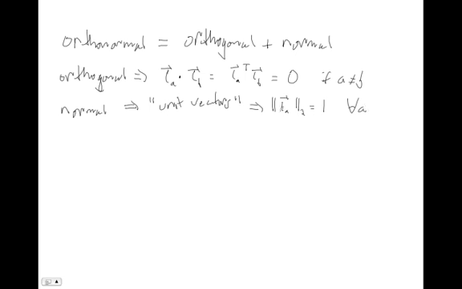So every vector in our basis set, if it has length 1, meaning a 2 norm of 1, then these are normal vectors. And so if we say we have an orthonormal basis set, it means that all of our vectors in our basis set are length 1, and if we take any two of those vectors and look at the dot product, we'll get 0. If we meet both of these conditions, then we have an orthonormal basis set.